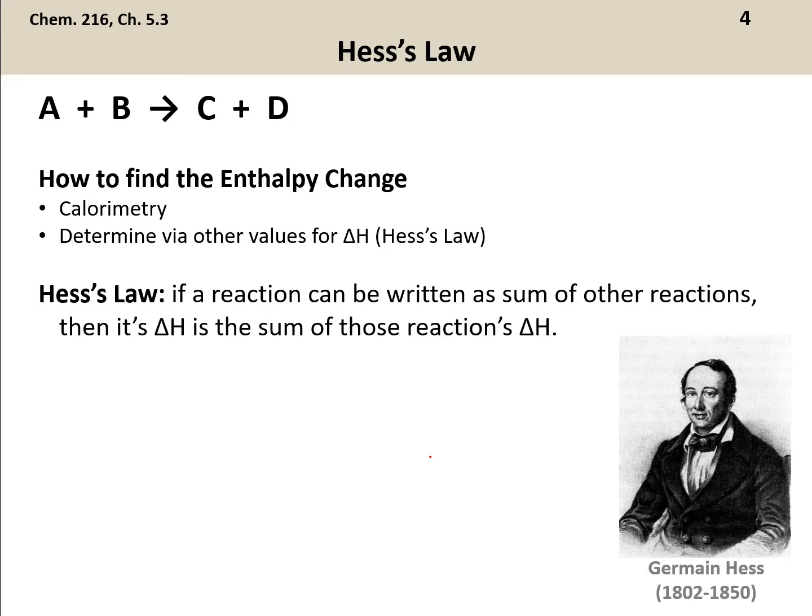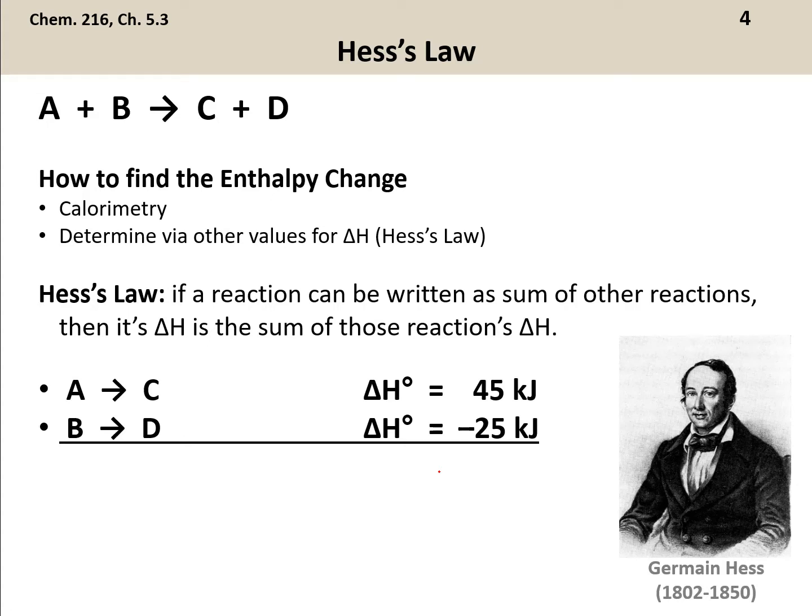Hess's law states that if a reaction can be written as the sum of other reactions, then its delta H is the sum of these reactions' delta H. Okay, let's see what this means. A goes to C. If I say delta H equals 45 kilojoules, and B going to D, delta H is negative 25 kilojoules. Remember, this not here, this means it is under standard conditions.